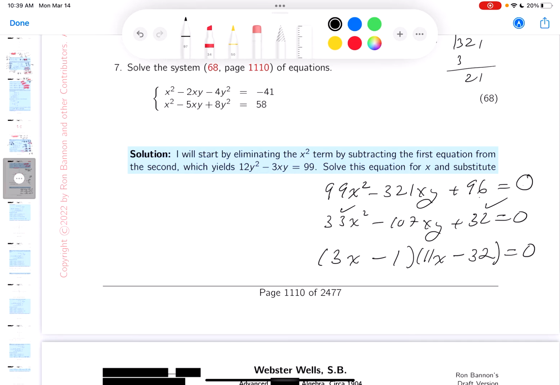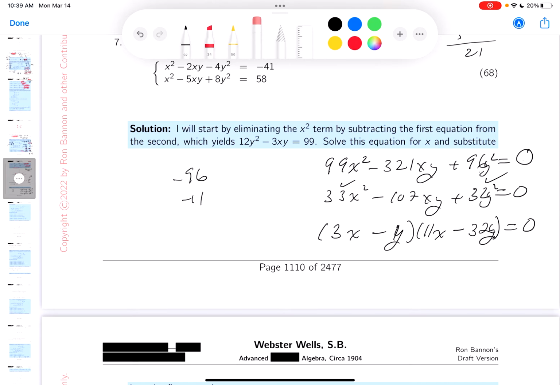I'm sorry, I forgot to put the y here. Sorry about that. I'll clean it up in a moment, though. Let's see. That's minus 96 and minus 11. Yeah, perfect. We got it. So we got the factorizations. Let me erase this over here. Let me neaten it up a little bit. So 3x minus y, and then we have 11x minus 32y equals 0.